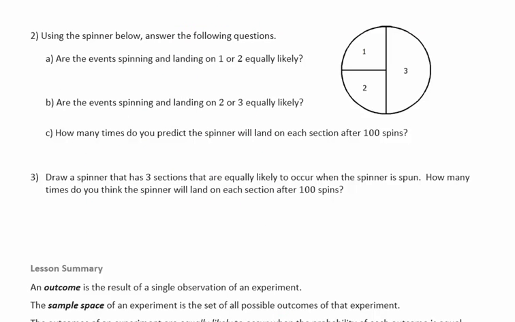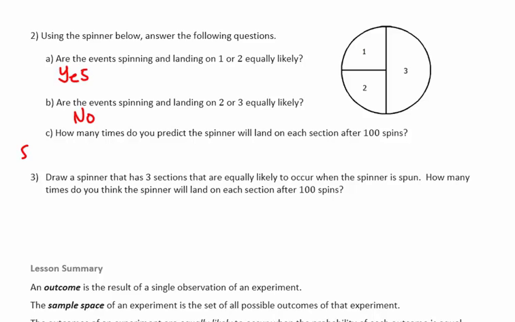Use the spinner below, answer the following questions. Are the events spinning and landing on 1 or 2 equally likely? That's a yes. If you're only comparing 1 and 2, they have the same area. Are the events spinning and landing on a 2 or 3 equally likely? That's a no, because they have different areas. How many times do you predict the spinner will land on each section after 100 spins?